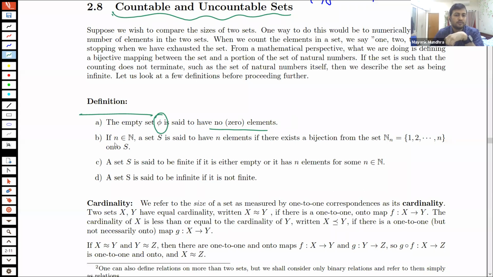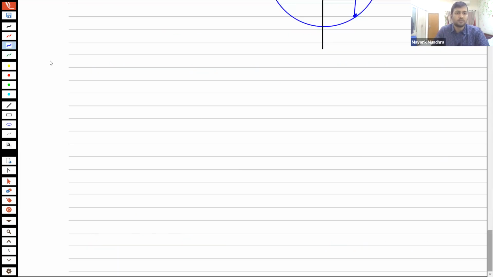Now the set N of natural numbers. If n belongs to N, a set S is said to have n elements if there exists a bijection from the set 1 to n onto S. So we say that any set S has n elements. What does it mean? Suppose S is the set of shoes of your friend, and we say that this has n elements in it. It means n could be, let's say, 10, any number, 10 elements.